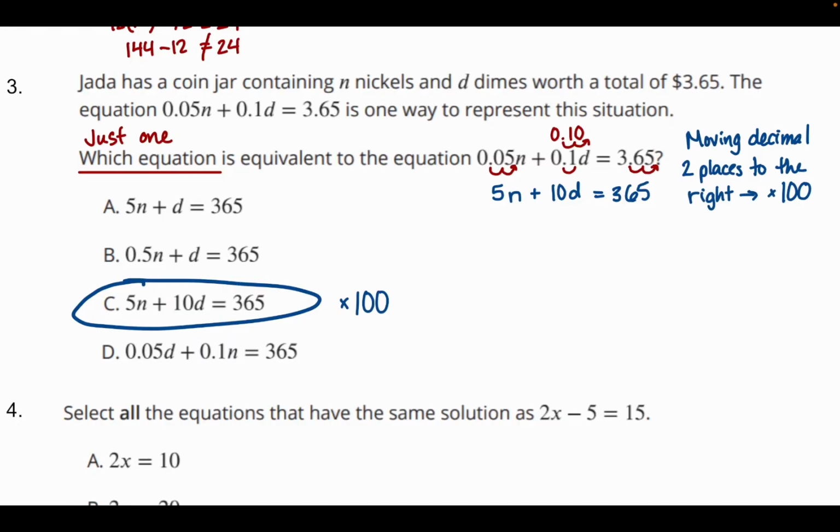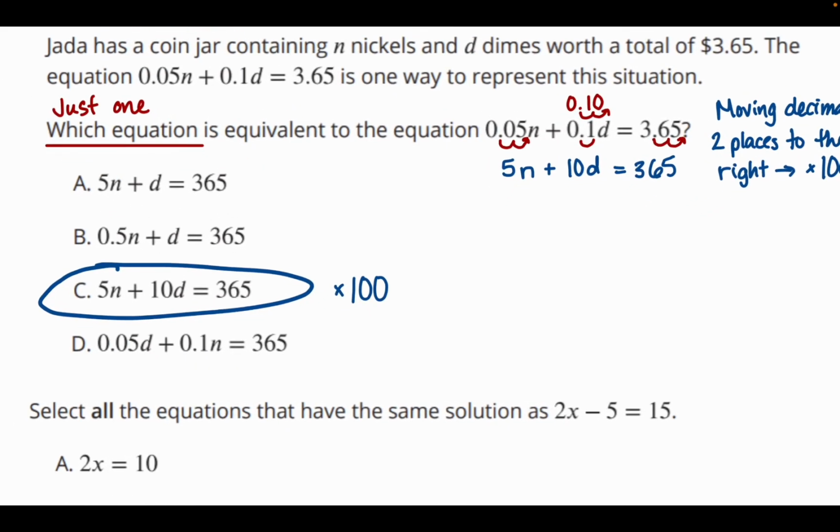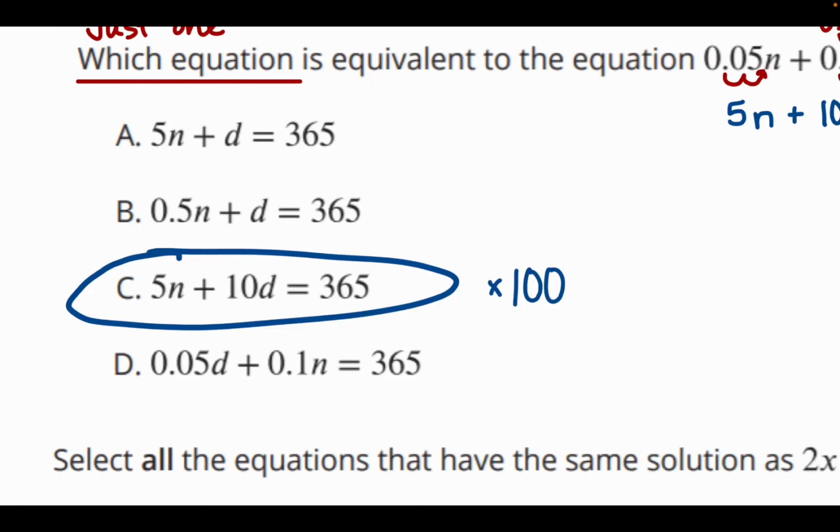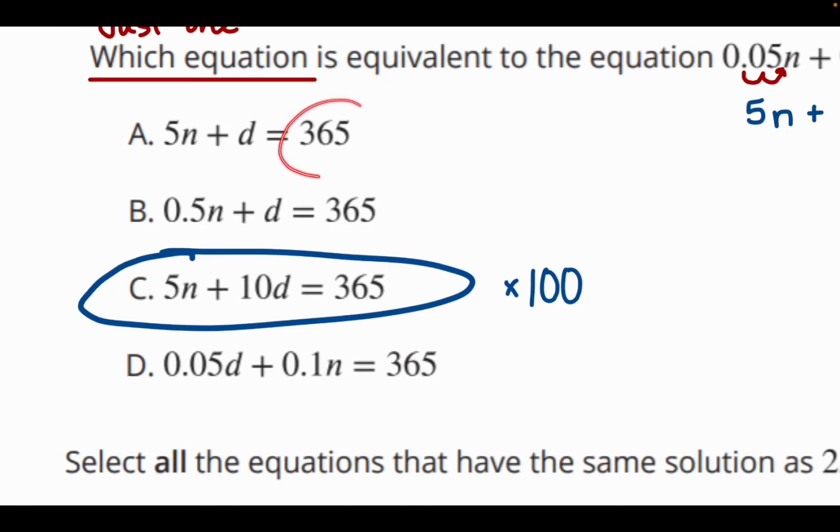And yeah, that's question number 3. The rest of these options, you can see they all equal 365, but they didn't quite move their decimals in the right way. This one didn't move their decimals at all in their first two. They just moved it on the 365, so that doesn't work.